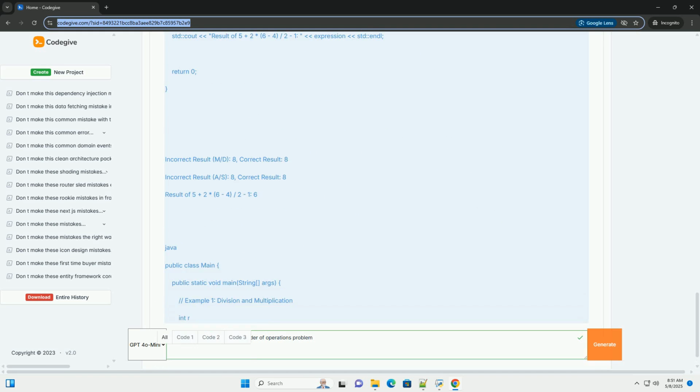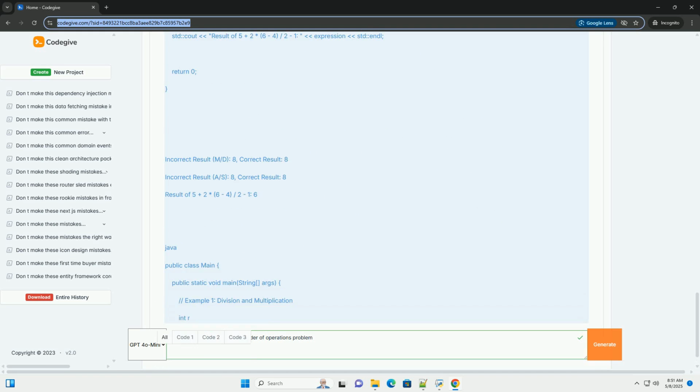Examples in other languages, JavaScript and C++. The core principle of understanding operator precedence applies to all programming languages. Here are brief examples in JavaScript and C++ to illustrate the same concept. JavaScript. C++. Important considerations for C++.